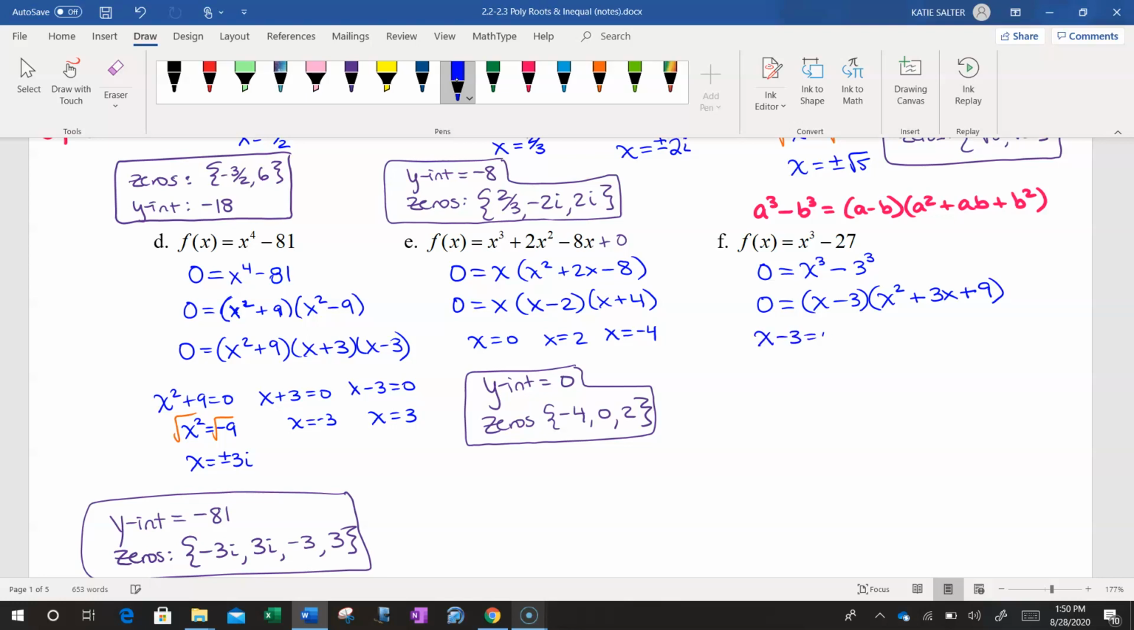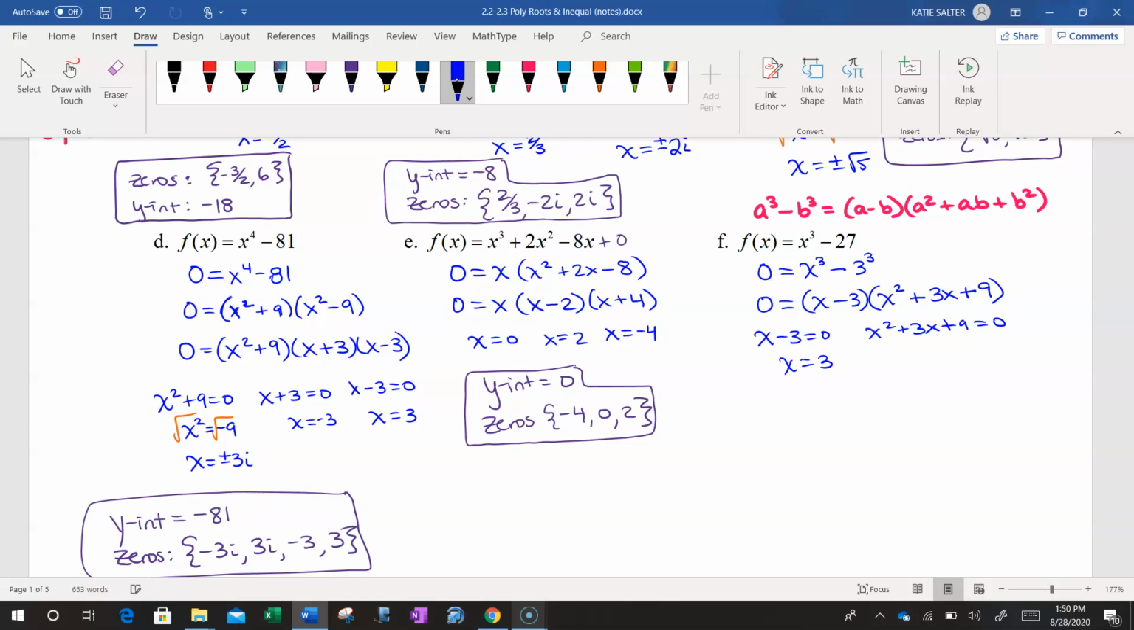We have x minus 3 equals 0, and x squared plus 3x plus 9 equals 0. And the reason why I'm setting this trinomial equal to 0, not trying to factor it, is I'm going to go ahead and tell you right now, if this is a difference of cubes or a sum of cubes, you are always going to have 1 real root and 2 imaginary roots. Your trinomial is not going to be factorable. And if you understand the graph, it's just a basic cubic function shifted down 27 units that only crosses the x-axis one time.